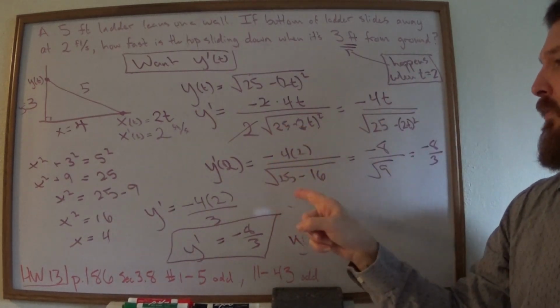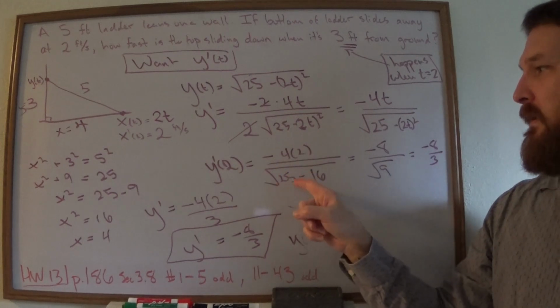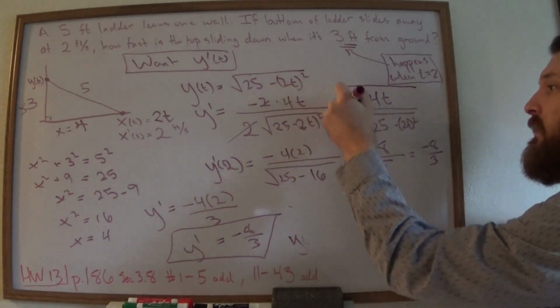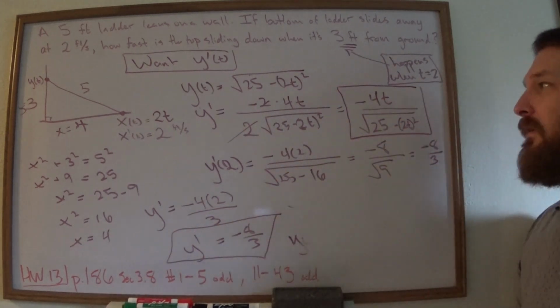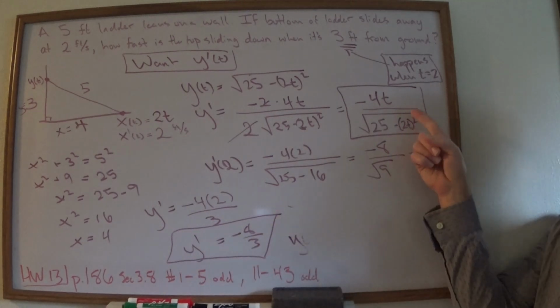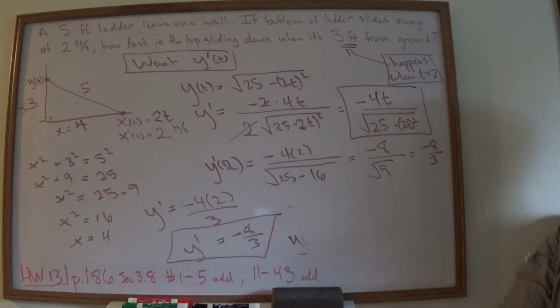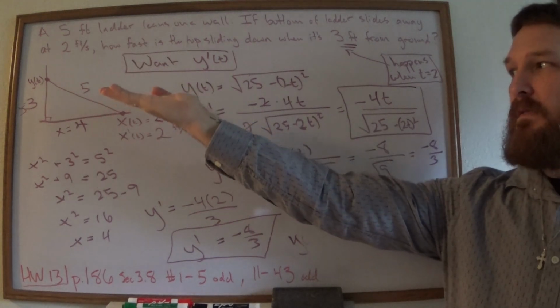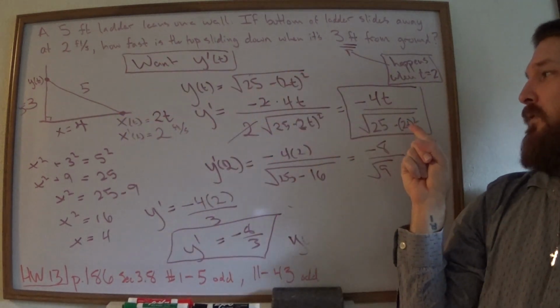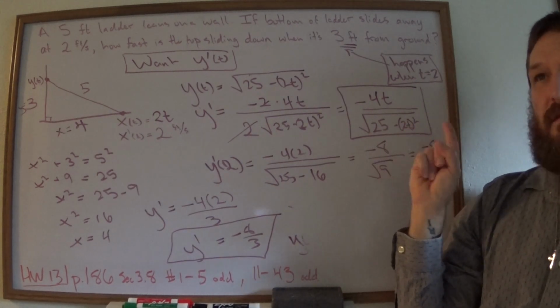Let's just look at y prime. So y prime we said was this guy right here. Does that look like a constant to you? No. As t changes, this guy changes. So he's not going down at a constant rate. Even though x is moving at a constant rate, this guy is not moving at a constant rate. I think that's very interesting.